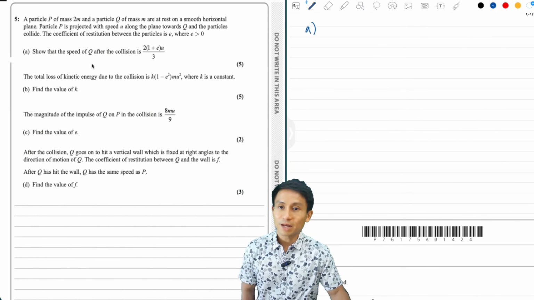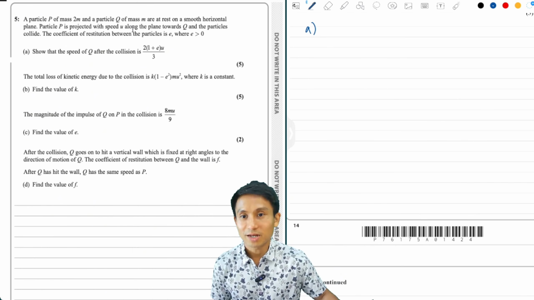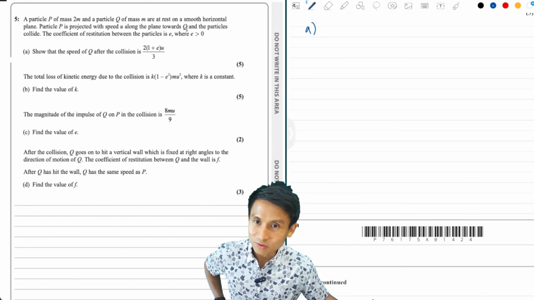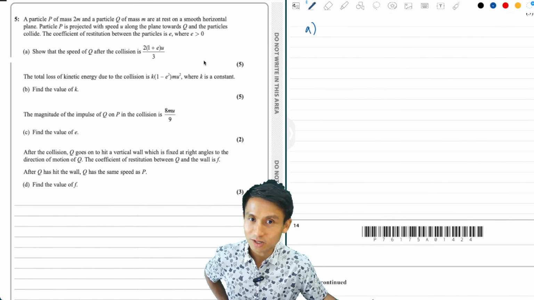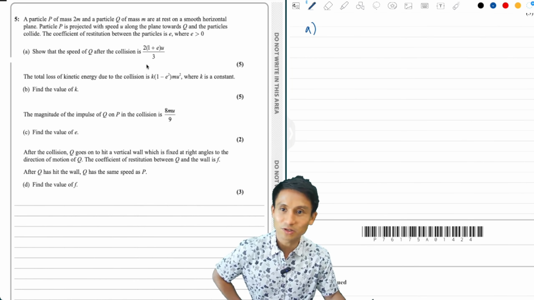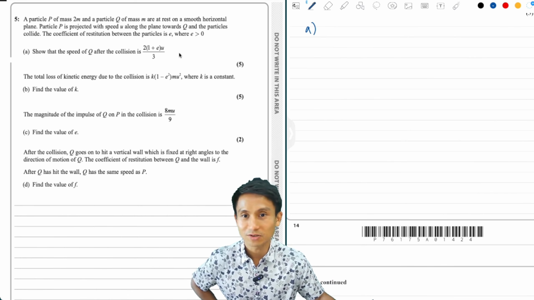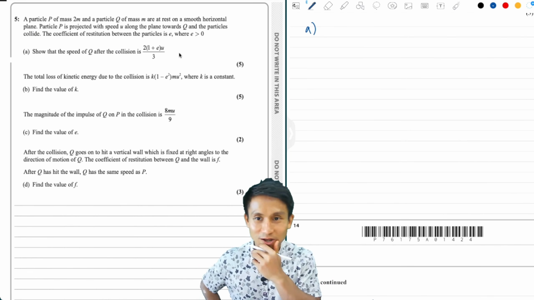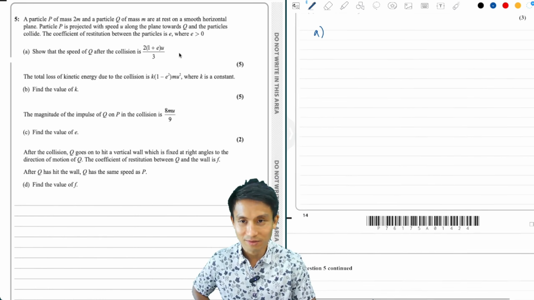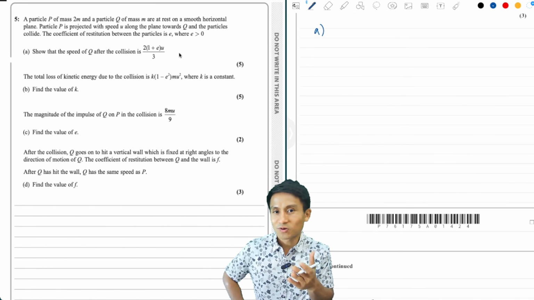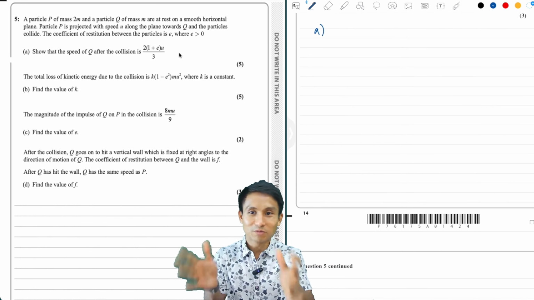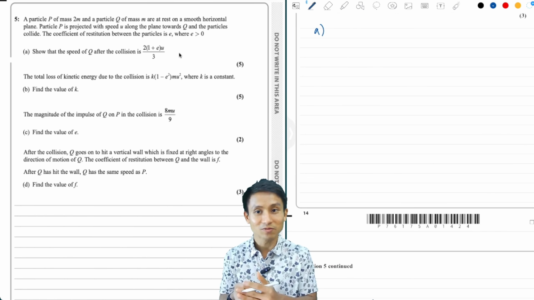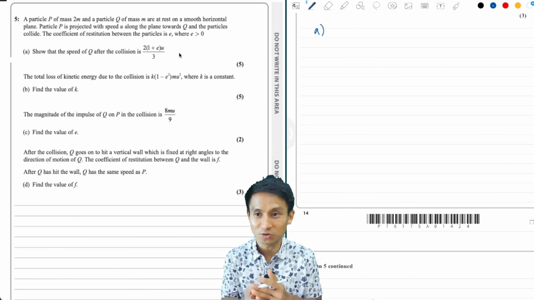A particle P of mass 2m and particle Q of mass m are at rest on a smooth horizontal plane. Particle P is projected with a speed u along the plane towards Q, and the particles collide. The coefficient of restitution between the particles is E, where E is greater than 0. Part A, show that the speed of Q after the collision is that. Right. Okay. So basically in M2, in collision, we have momentum conservation and coefficient of restitution.